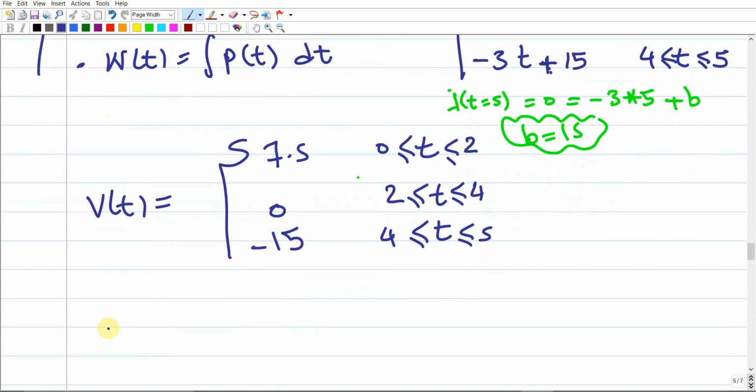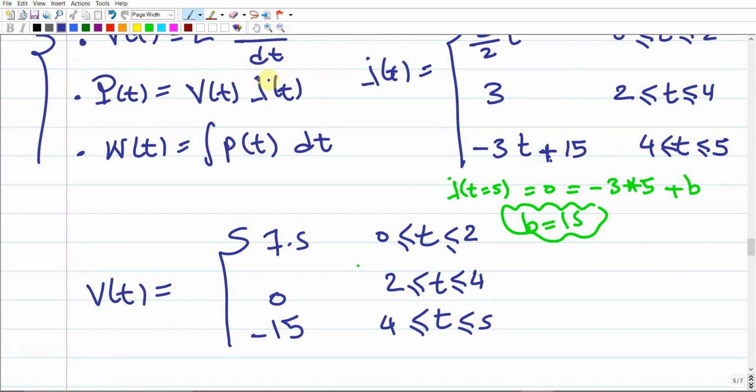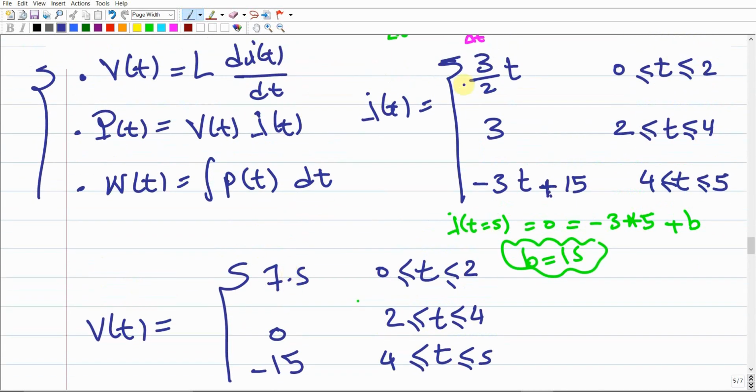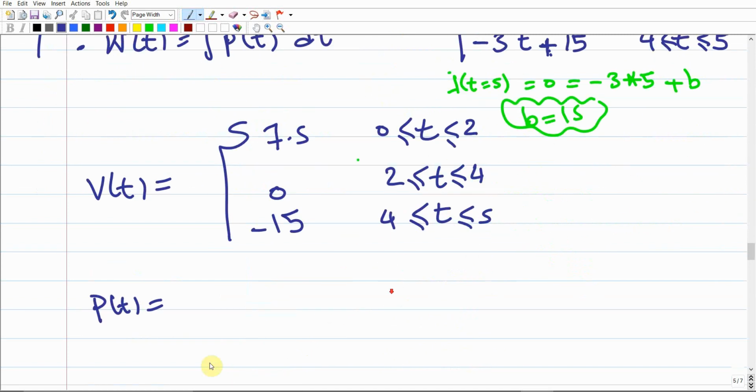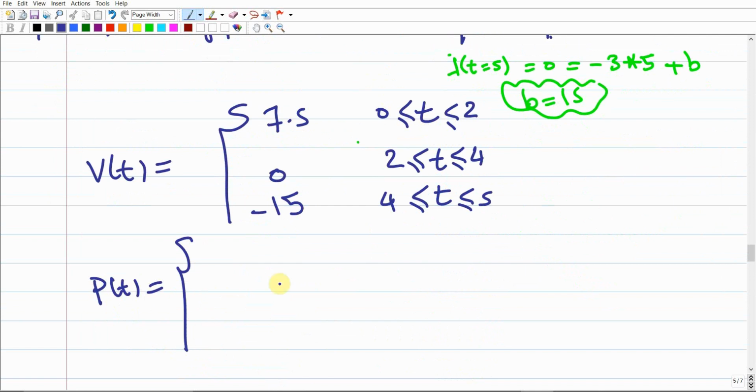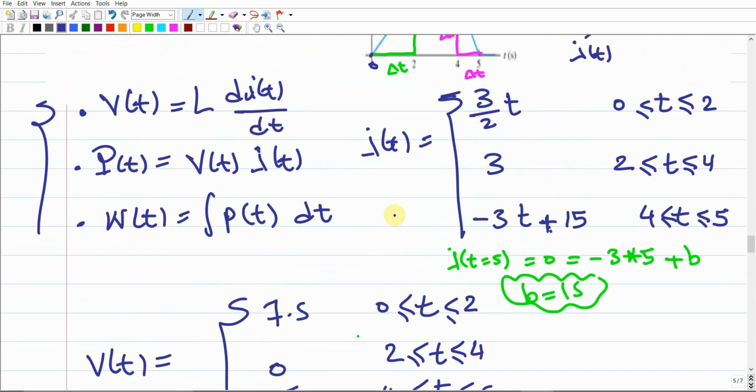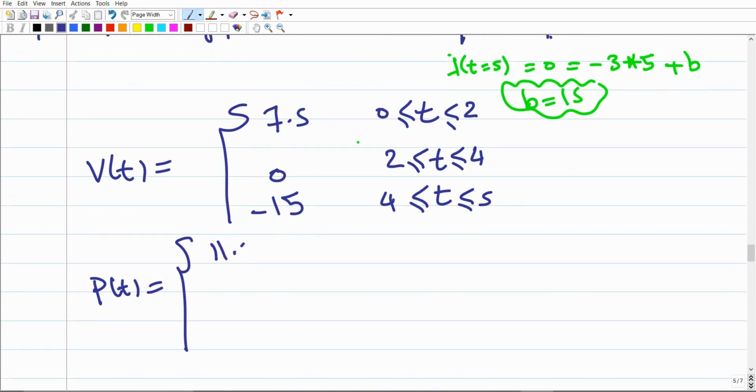So this is for the voltage. How about the power? The electric power should be the volt times the current. So simply you're gonna multiply all of this, like 7.5 times 3 over 2t, and 0 times 3, and negative 15 times this function to end up with the power. So simply we can find the power as 7.5 times 1.5. This is gonna give us 11.25t. This should be within the time period between 0 to 2.